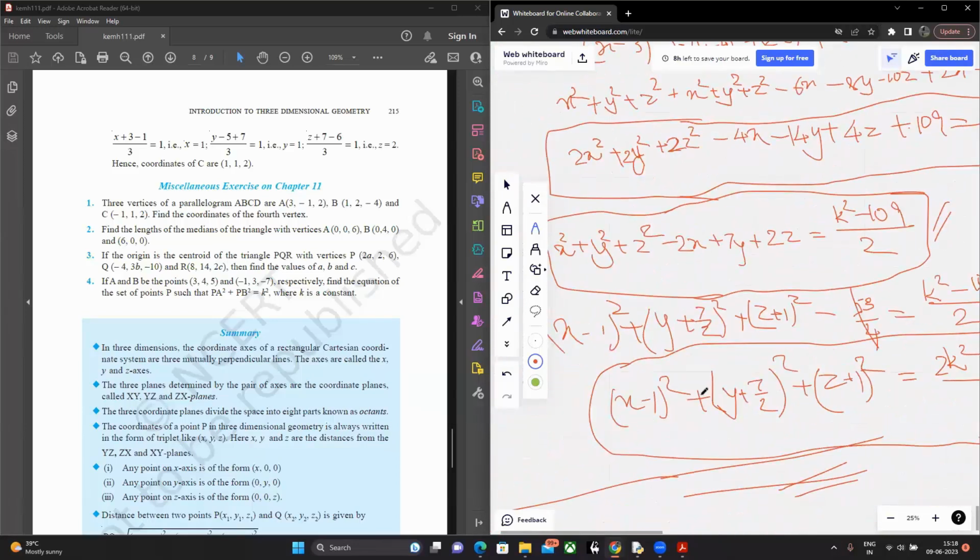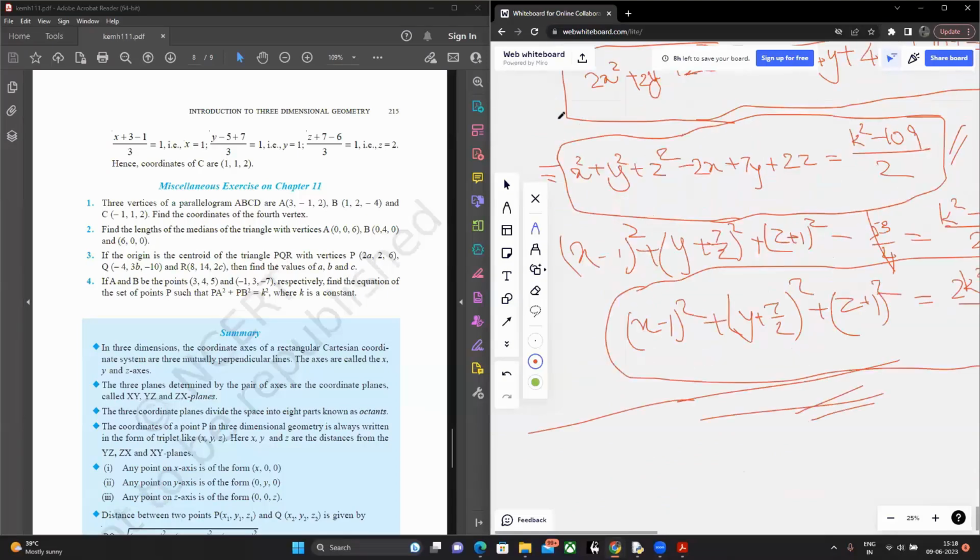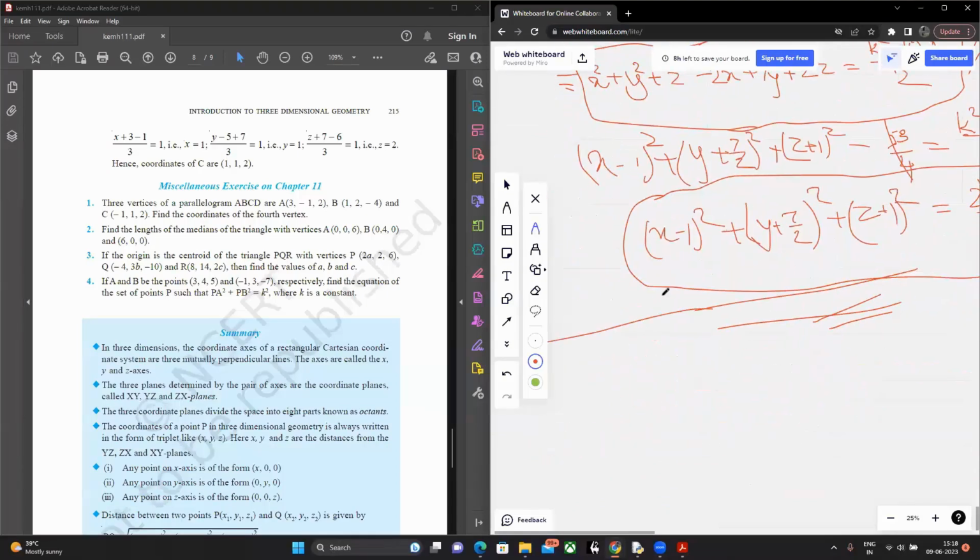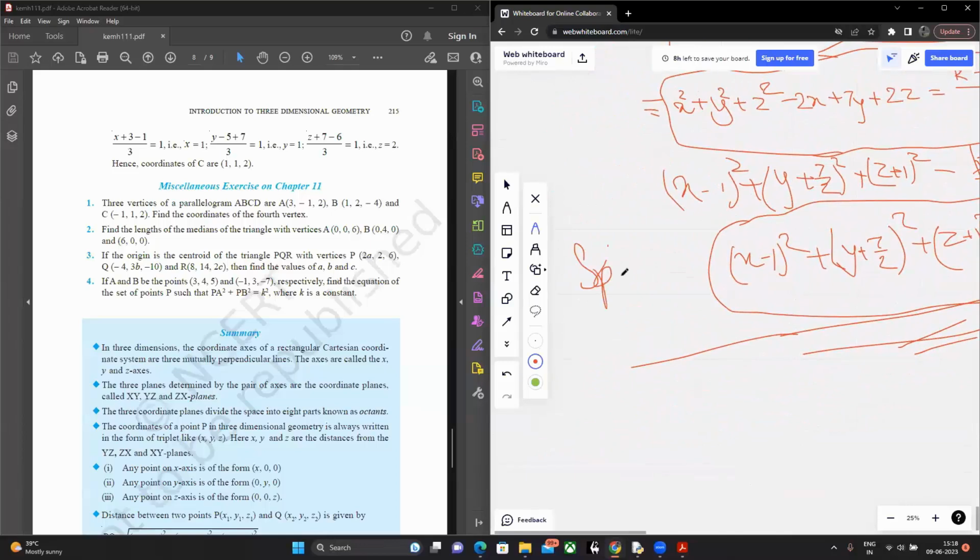You can write this in any form, provided that you don't make a mistake in the sign, you don't make a mistake in the right hand side, you don't make a mistake anywhere else. All right. So this is going to be the required locus, and this is basically a sphere.